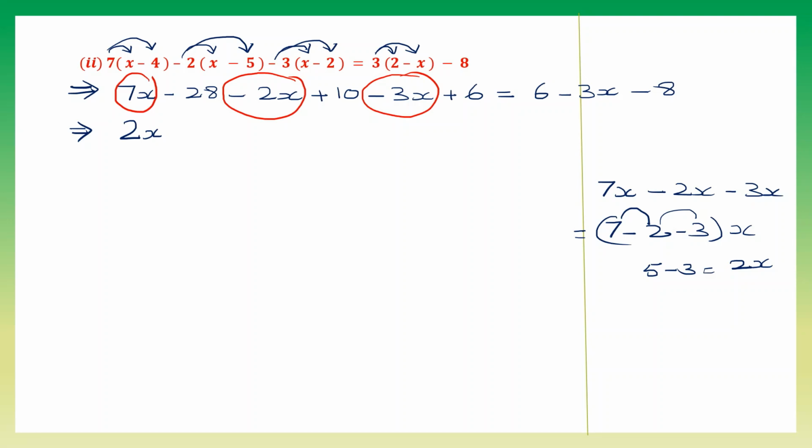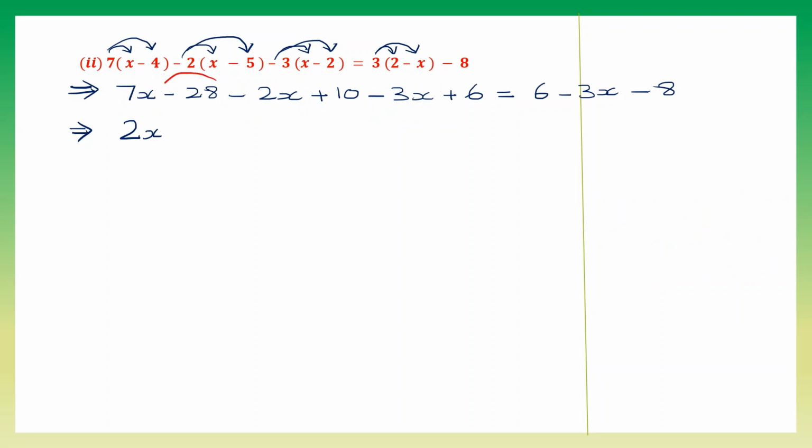Now let me look at my constants, that is the whole numbers. So the whole numbers are minus 28, then I have plus 10, and I have plus 6. So let me take all that to the working column and work it out. Minus 28 plus 10 plus 6. So add up the numbers with the plus sign first. So this becomes minus 28 plus, both the signs are plus, so add 10 plus 6 is 16.